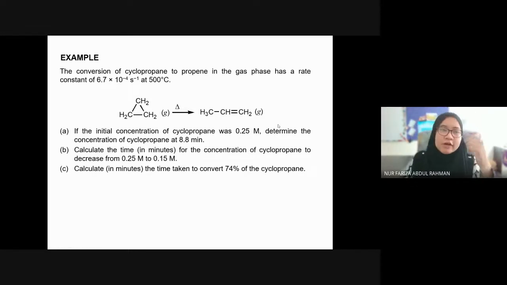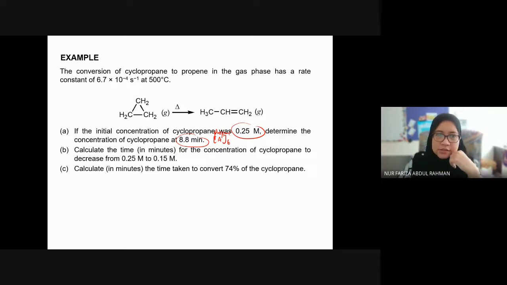Okay, jom tengok example. The conversion of cyclopropane to propene in the gas phase has a rate constant of 6.7 times 10 to the power of -4 s^-1 at 500 degrees Celsius. Okay, and if the initial concentration of cyclopropane was 0.25 molar, determine the concentration of cyclopropane at 8.8 minute. Ini pun dah boleh nampak, okay, dia bagi concentration of initial, dia nak tahu concentration at 8.8 minute ataupun the concentration at T time. Kan A lah, maksudnya cyclopropane lah.